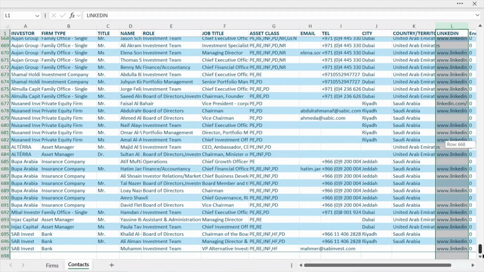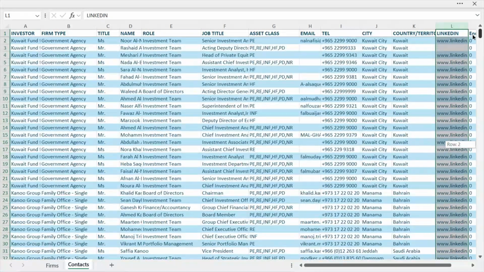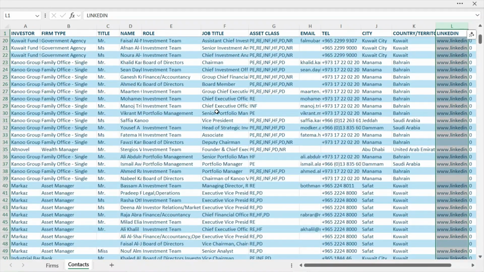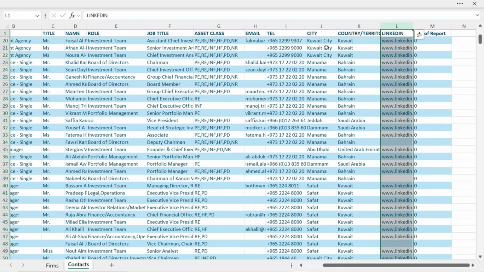So we'll go down to the bottom. You can see there's about 697 contacts. You can see we've got the firm type again. This part of the database is the contacts, so you're going to get their name and their role. For example, most of these are working on the investment team. They're senior portfolio managers, VPs, heads of strategic investment, you name it. Then it's going to talk about asset class. You're going to get their emails. On this one, we've got around 430 emails, and about 621 LinkedIns. This is a special database that has both. And you can see the city there.